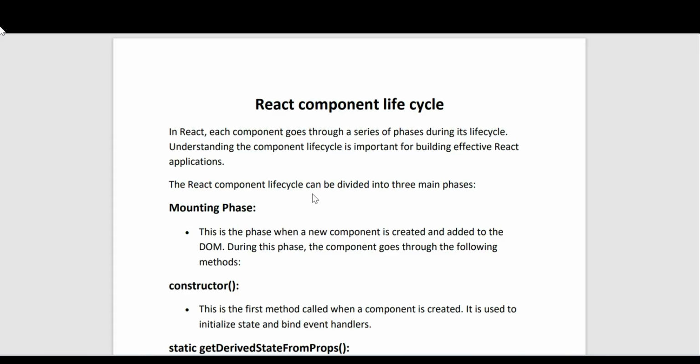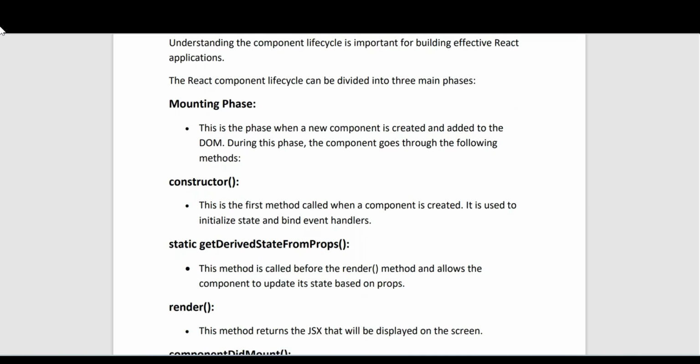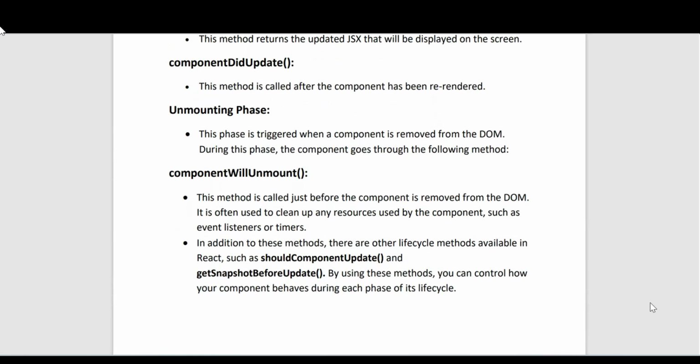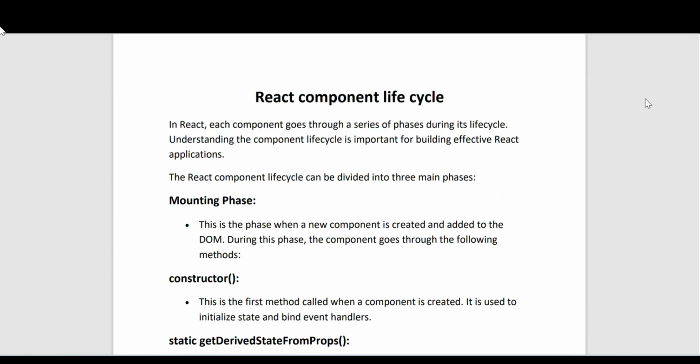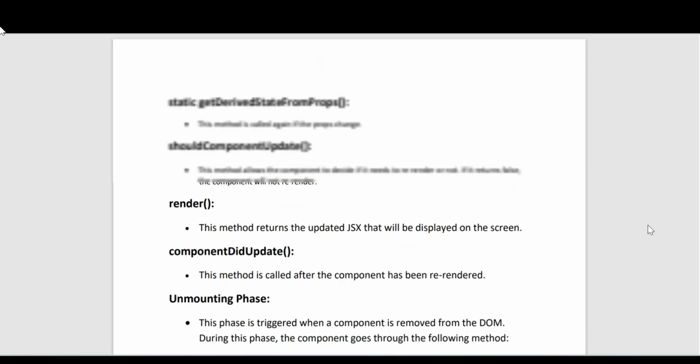The React component lifecycle can be divided into three main phases. First phase is the mounting phase. Second, the updating phase. And third one is the unmounting phase. So first one is the mounting phase, second one is the updating phase, and third one is the unmounting phase.